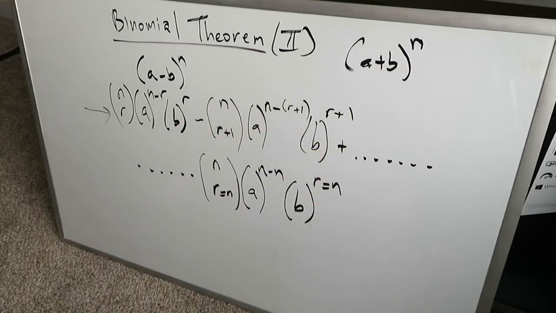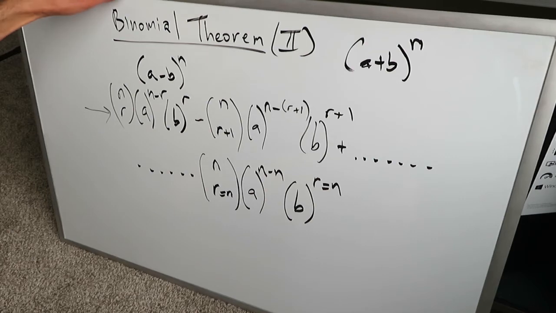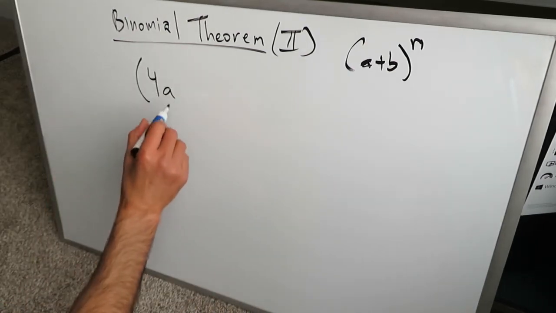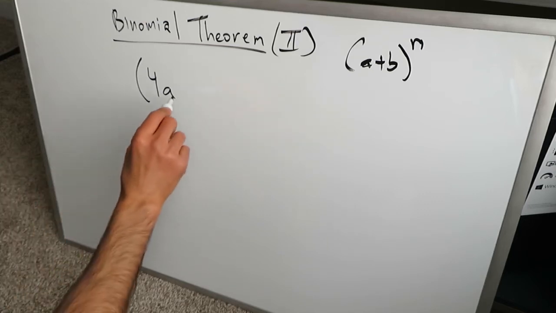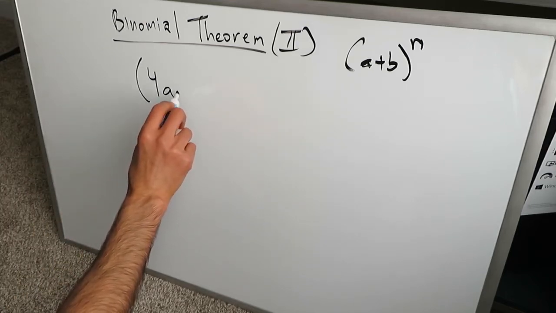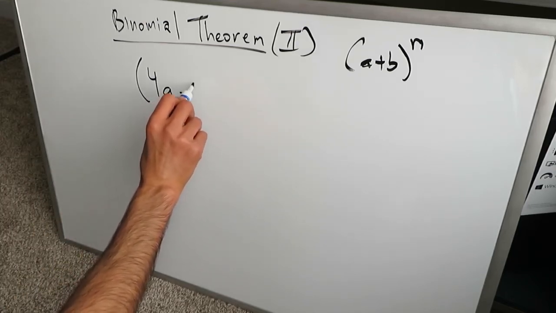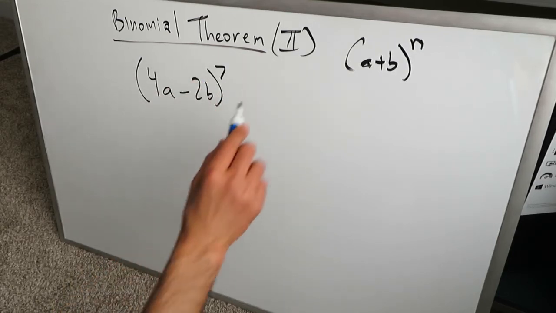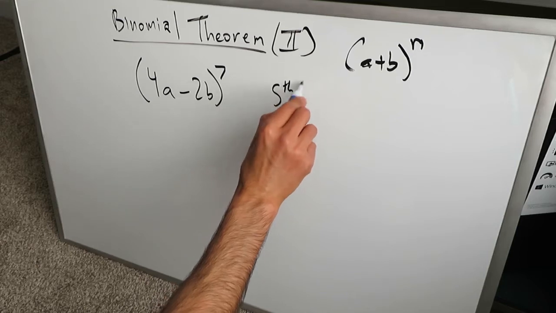I want to show you a different type of binomial theorem question where you are given a question and you have to find a specific element of that expansion without fully expanding it. I want to show you this question here, and I'm going to be using a calculator for it because I'm going to give you the direct exact answer. 4a minus 2b to the power of 7, and I want to find the fifth term.